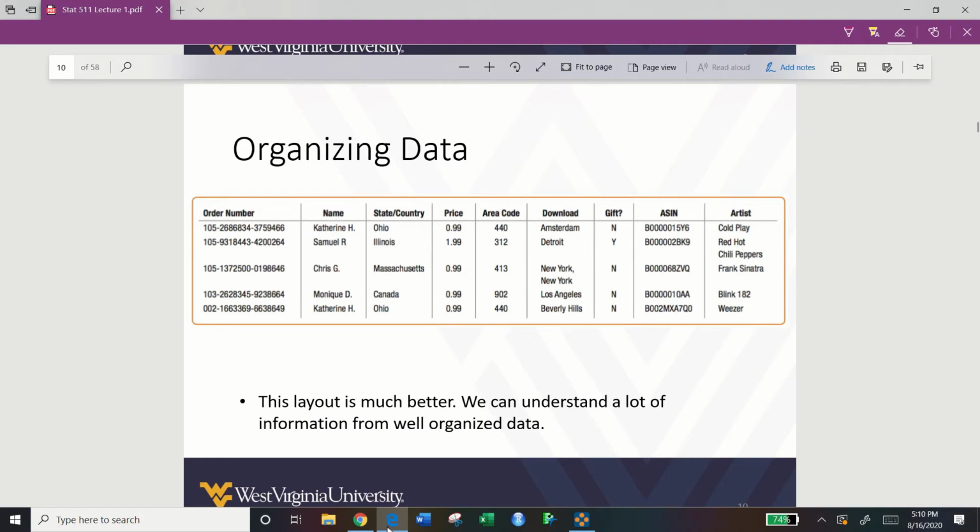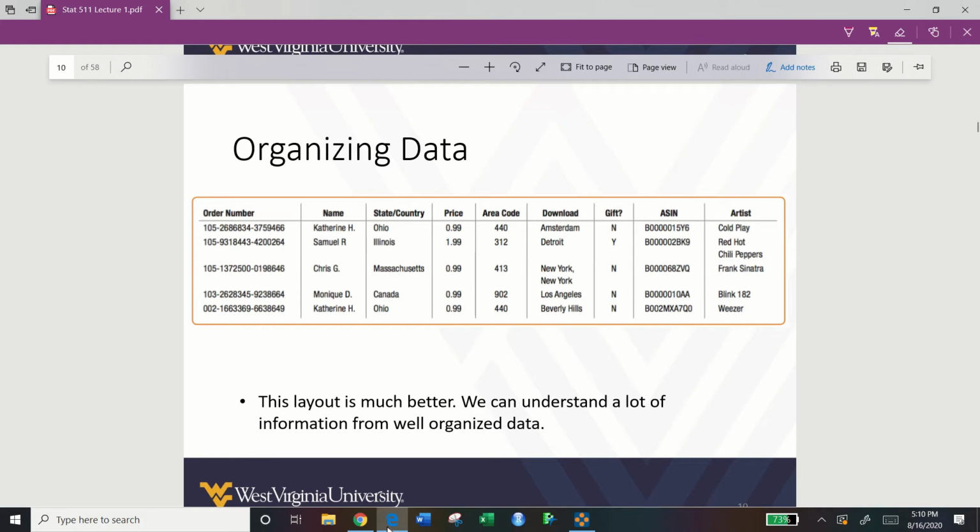But organized properly, we can actually tell a lot of different information from a data set in the individual observations. Organized in a much better layout, we have logical headings and organized information. We now see those crazy looking numbers before were an order number, which correspond to a name, where our order was made, price, area code, download, gift, ASIN, and artist. So now looking at this, I'm going to say, this is probably a data set of people who downloaded music.